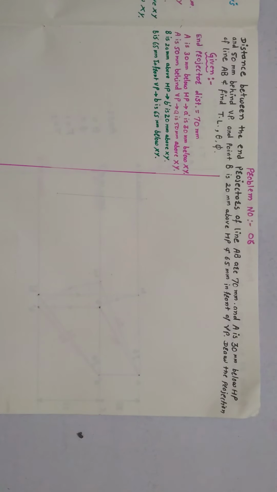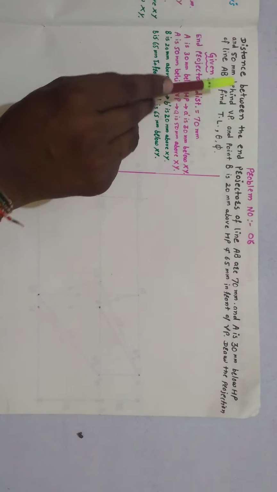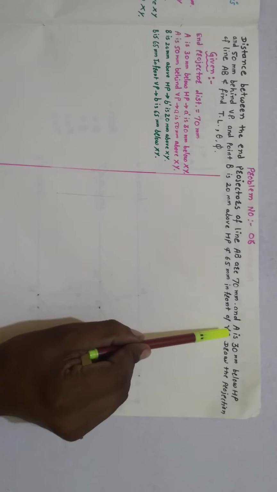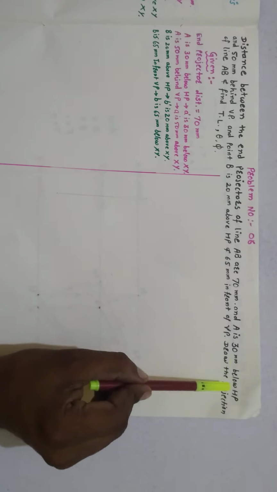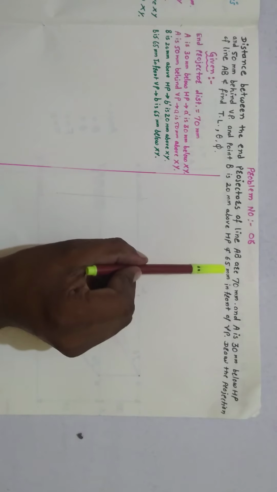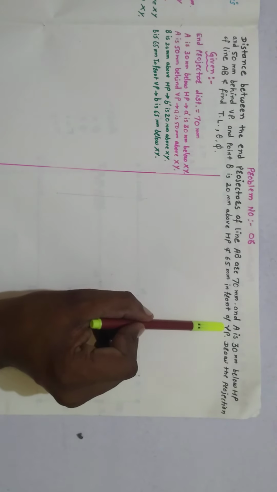Students, here is problem number 6 of projection of line. The question is: the distance between end projectors of a line AB is 70 mm, and point A is 30 mm below HP and 50 mm behind VP, while point B is 20 mm above HP and 65 mm in front of VP. Draw the projection of line AB and find the true length and inclinations with HP and VP, that is nothing but theta and phi.